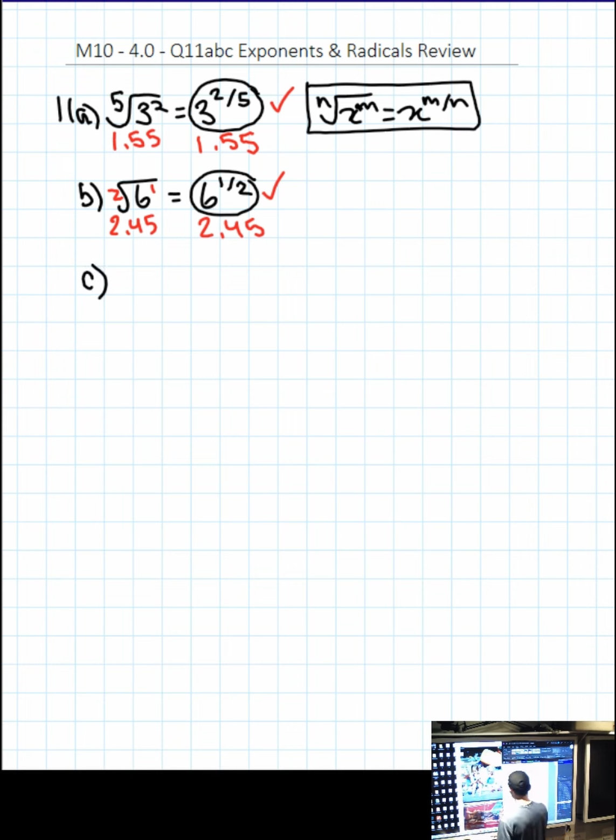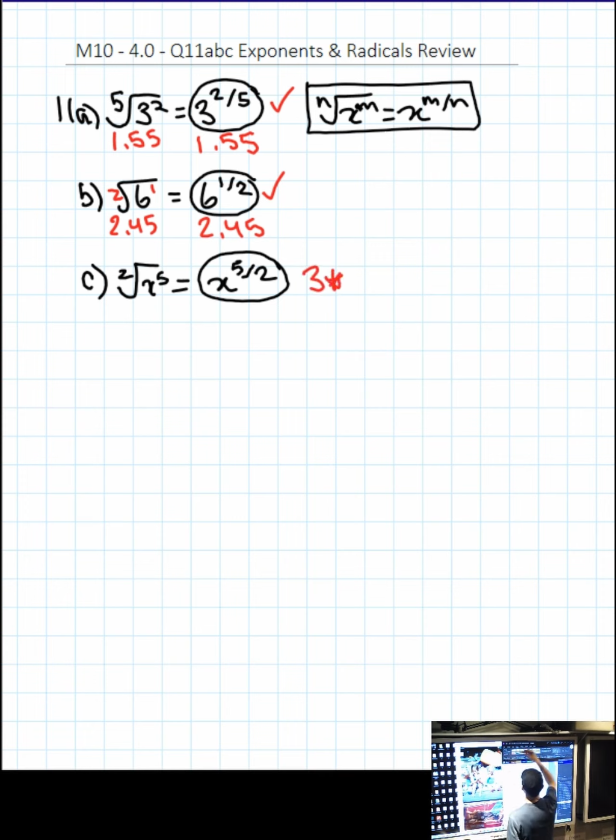So this is going to be the square root of x to the 5. So x, the bottom becomes the root and the exponent becomes the top. So we get x to the 5 over 2. Circle our answer. So with that one, we could check our answer by picking a random value like 3.